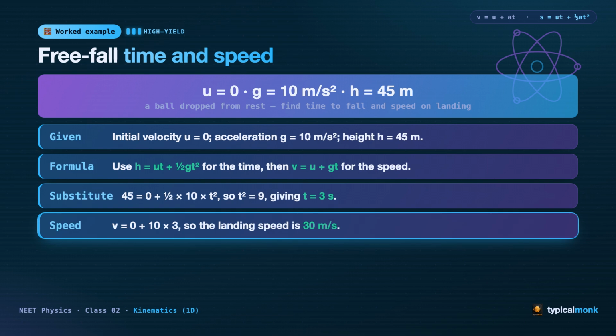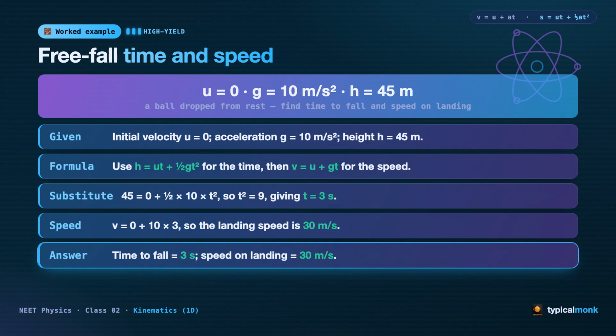Step 4. Now, the speed. v equals 0 plus 10 times 3, which is 30 meters per second. Step 5. The answer. The ball takes 3 seconds to fall and lands at 30 meters per second. Given, formula, substitute, speed, answer. The same 5 steps solve every free fall problem NEET can ask.